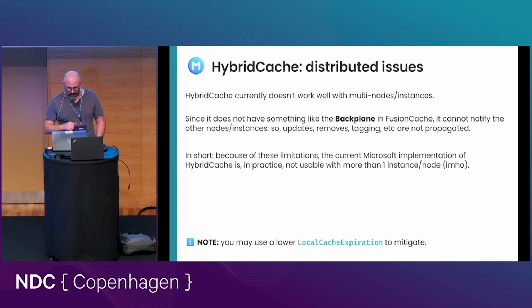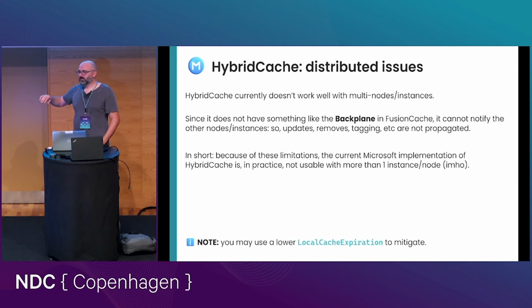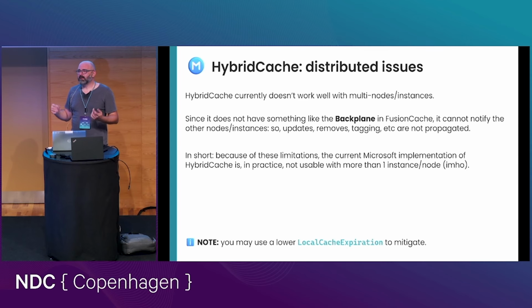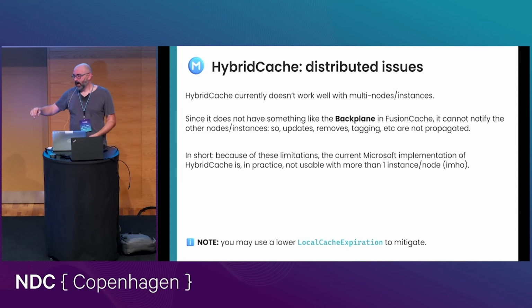So that's the surprise. And then we have the other big one, which is distributed issues. HybridCache currently does not have something like the backplane in FusionCache that I showed you before. Meaning, if you are on more than one node or more than one instance, the cache will become incoherent. With the first update to the cache, the other nodes will stay back. So if you cache something for 10 minutes, and then on one node there's a change after 1 second, for 59 seconds, all the other nodes will keep using and returning the old value.